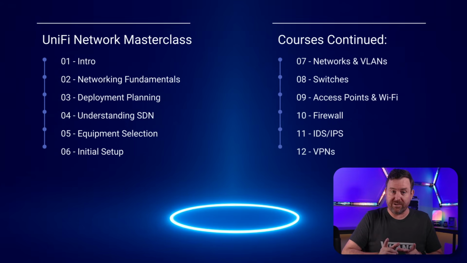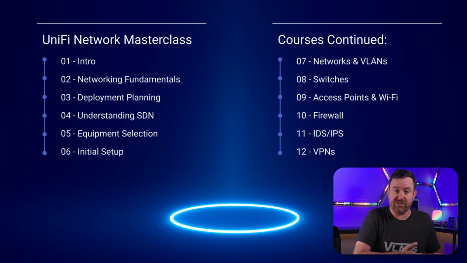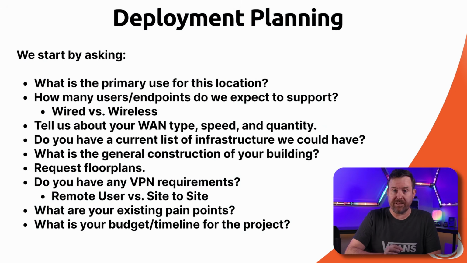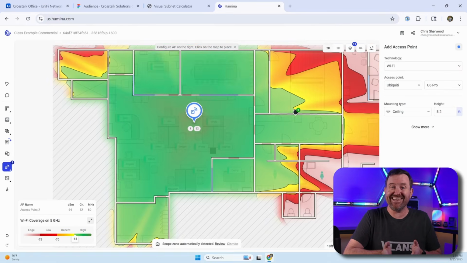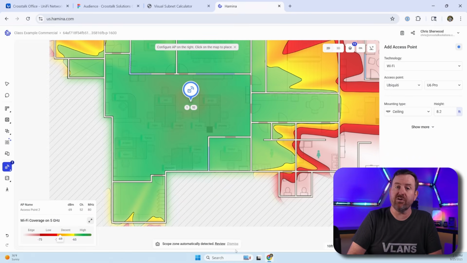All right, here's what we cover. We start with network fundamentals, so the OSI model, LAN versus WAN, the basic foundational stuff that's great to review before you touch any equipment. And then we get into deployment planning, right? What do you need to know to actually scope out a job and design a UniFi network for your customers?